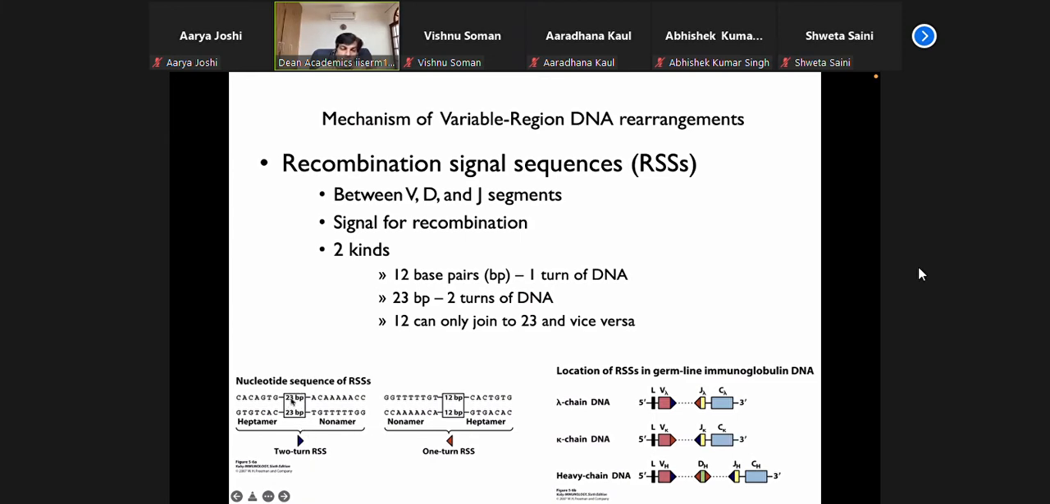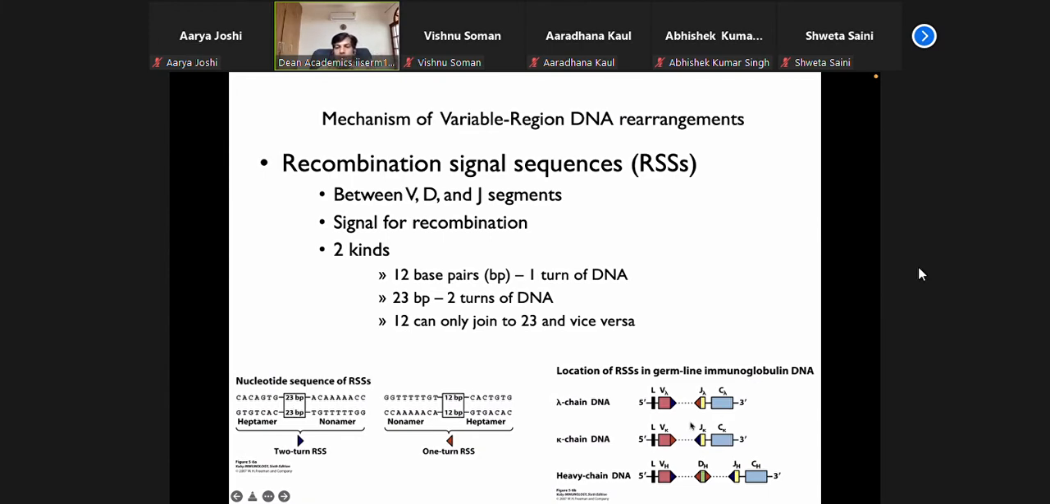Once you have this 23 base pair sequence interspersed between heptamer and nonamer, because this is a bigger sequence, it can undergo a two-turn process. If instead of 23 base pair you have only 12 base pair, this is a small sequence and it can only undergo one turn. So this is called a one-turn RSS, and this is called a two-turn RSS. That is decided by the interspersed sequence that you have. In one case it's 23 base pair, in another you have 12 base pair.